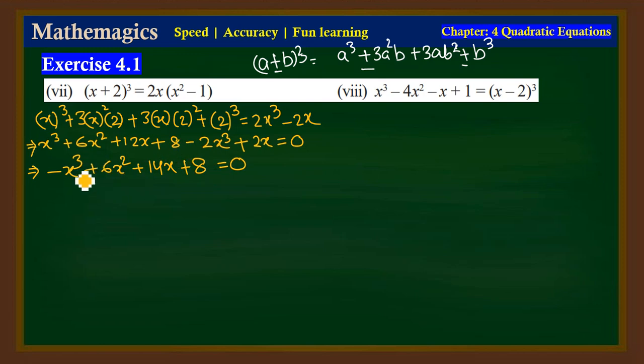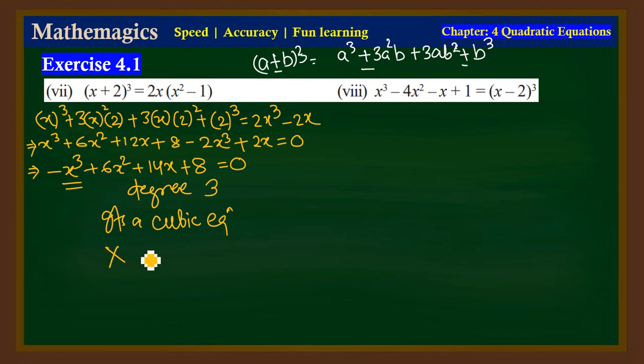So dear friends, here the x cube part is remaining, but to be a quadratic equation we must have the degree 2, but here the degree is equal to 3. That's why it's a cubic equation and it is not a quadratic equation.